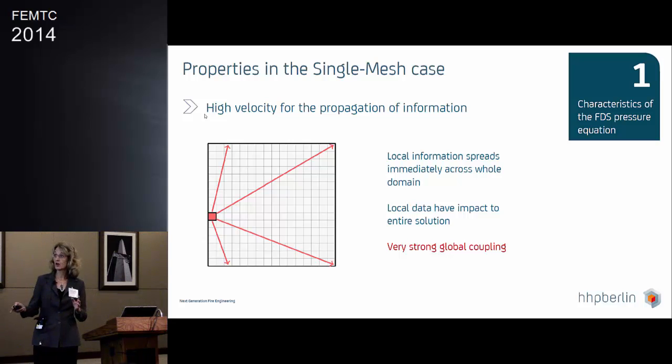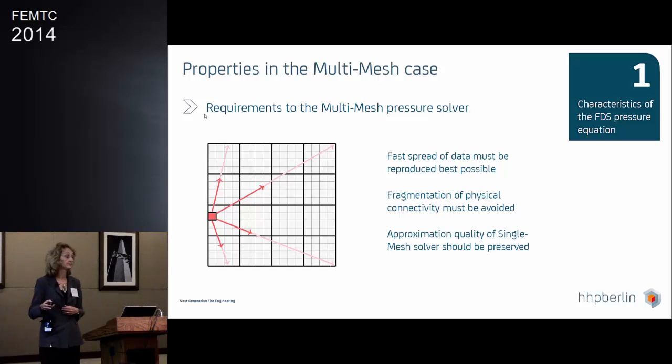And this has some consequences for the multi-mesh solver, because it must be able to reproduce this fast spread of information somehow. We get a very high level of fragmentation by the subdivision process. And the multi-mesh solver must be able to compensate this fragmentation somehow. So in the best case, it should reach an approximation quality which is somehow comparable to that of a corresponding single mesh case, if it is available.